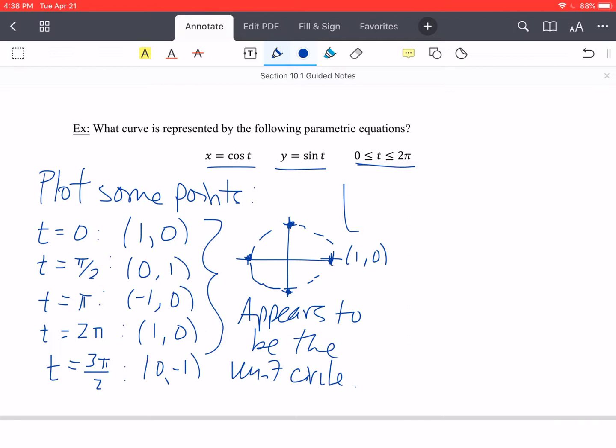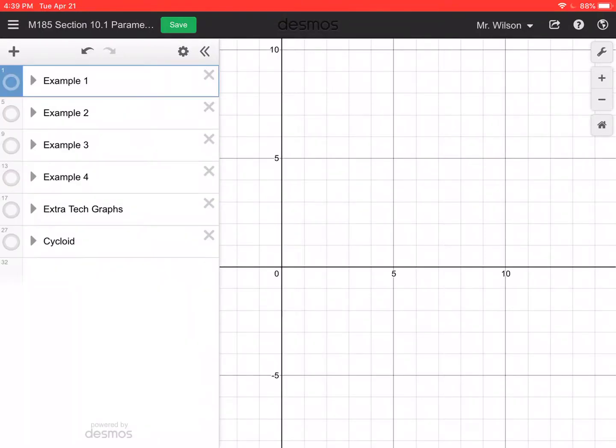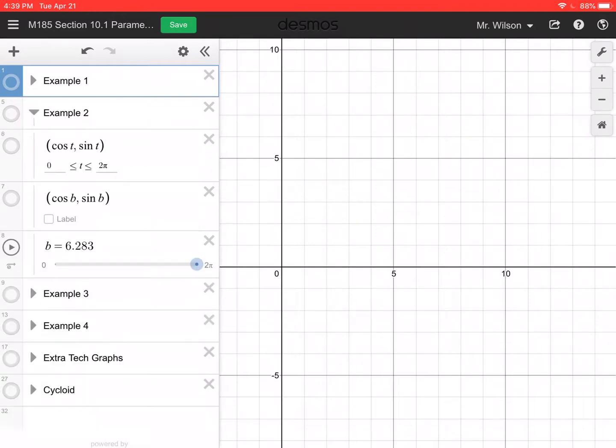Oops. I think my stylus broke. I'll grab another one. Try again. Let's see. Oh, maybe my app just froze.